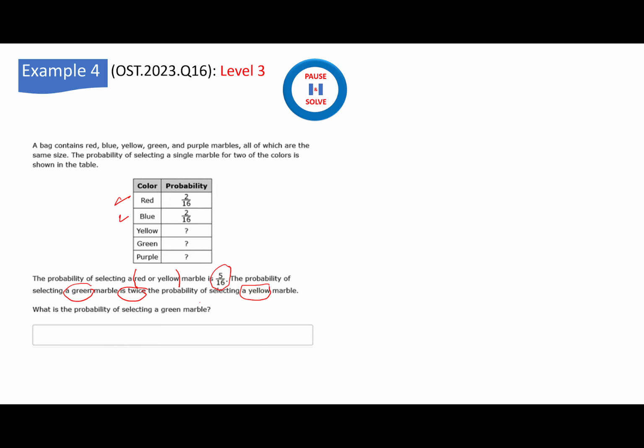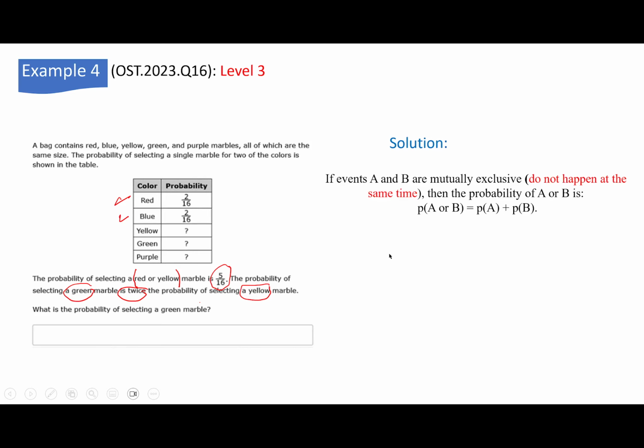So to find the probability of selecting a green marble, I need to find the probability of selecting a yellow, because green is twice as much as a yellow. So I have to concentrate on this yellow here. Now, let me remind you of a very important rule here. If events A and B are mutually exclusive, meaning they do not happen at the same time, then the probability of A or B is the probability of A plus the probability of B.